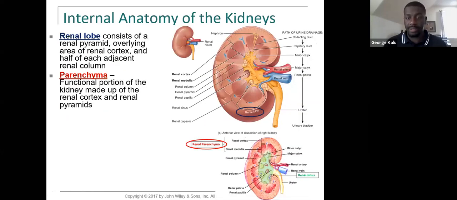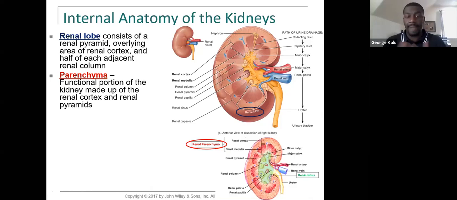The next region that we're going to have is called the renal lobes. Each individual renal lobe is made up of one renal pyramid. It's made up of the overlying renal cortex, as well as half of the adjacent renal columns. So here we have a pyramid, here we have the overlying cortex, and then we have half of the renal column on one side, and half of the renal column on the other side. So all of this would comprise one single renal lobe.